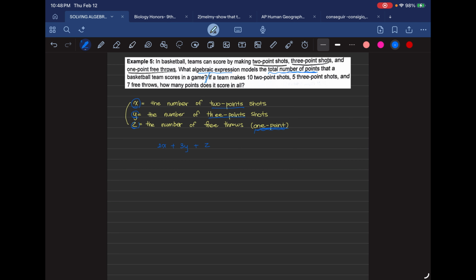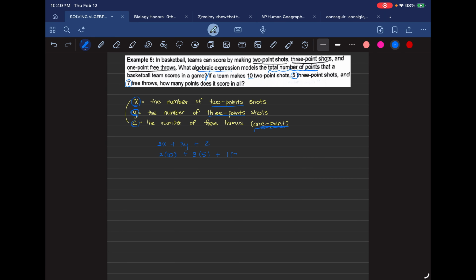So what I can do is input those values into our variables. So because x accounts for the number of 2-point shots, we can say 2 times 10, and then 5 for y, so 3 times 5, and 7 for free throws, so it's 1 times 7. Which is going to be equal to 20, 15, 7. So that's going to be equal to 42 points.